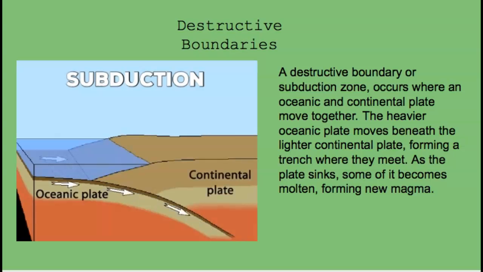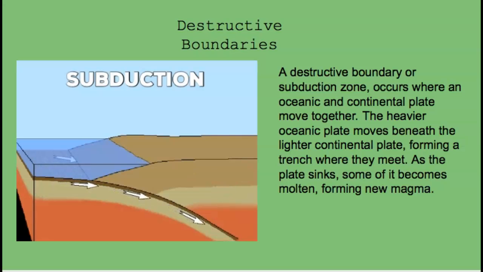All right, the next thing I want to talk about are where plates come together. This is called a destructive boundary. A destructive boundary occurs, or subduction zone occurs, where an oceanic plate or a continental plate move together. The heavier oceanic plate moves beneath the lighter continental plate. Remember, we talked about rock densities in our last Ed puzzle? So that oceanic plate's made of denser rock, so it goes underneath the continental plate.